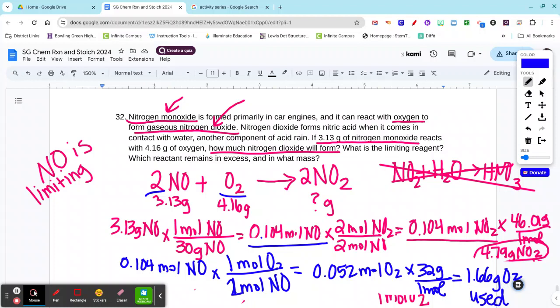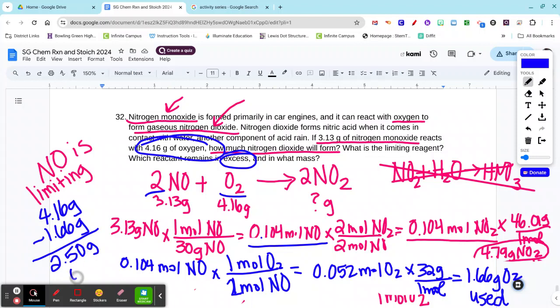So to figure out how much I have extra, which is what excess means, I go back to my problem. How much oxygen did I start with? 4.16 grams. And then I'm going to subtract 1.66 grams because that's how much I used. And then I get a whopping 2.50 grams of O2 in excess. Woohoo! And we are done. That is all, folks. Hope this was helpful.